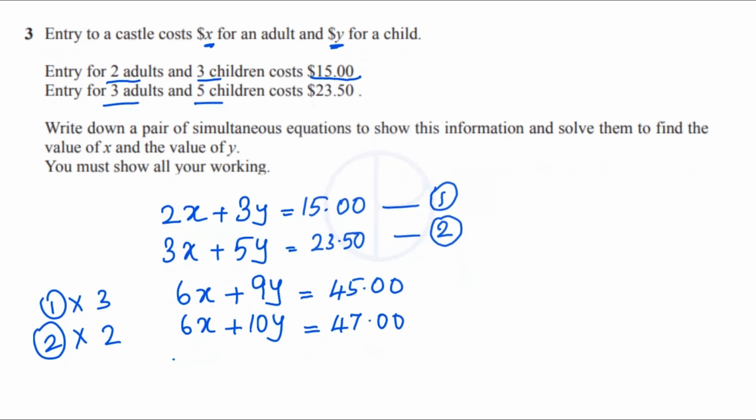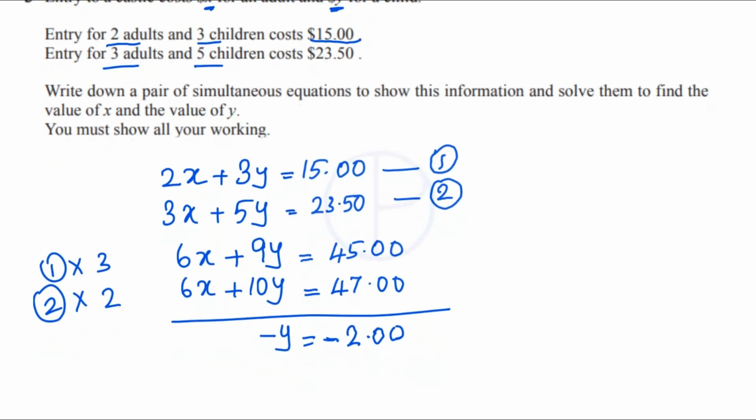Now subtract. We get minus y equal to: 6x minus 6x gets cancelled, 9y minus 10y gives negative y, and 45 minus 47 is negative 2. So what is y? Now cancel the negative sign on both sides, so we get y as 2.